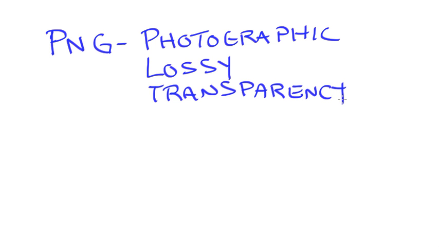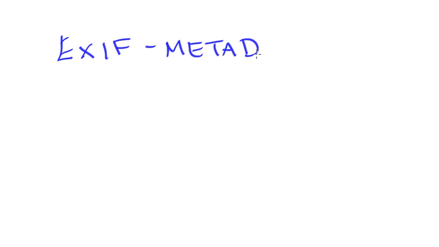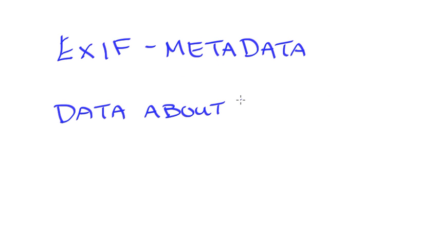All right. Related to the JPEG is EXIF. And EXIF contains metadata. So we need to understand what metadata is. Metadata is data about data.